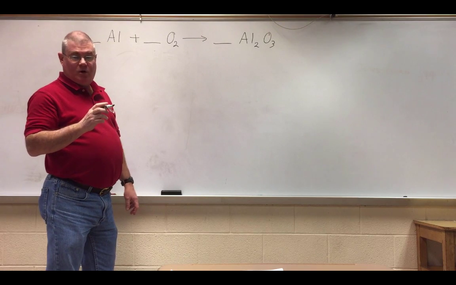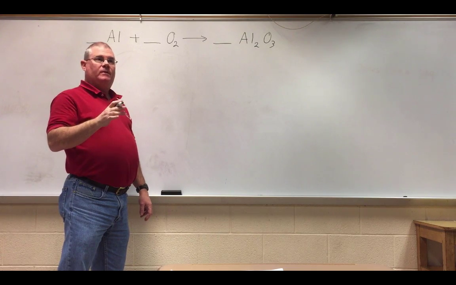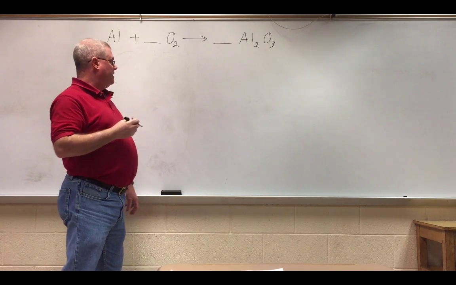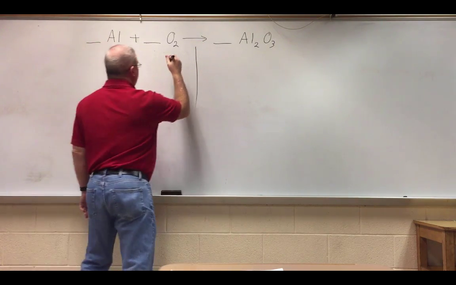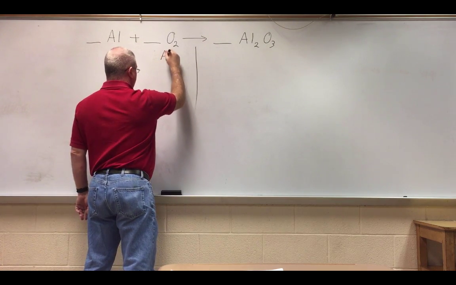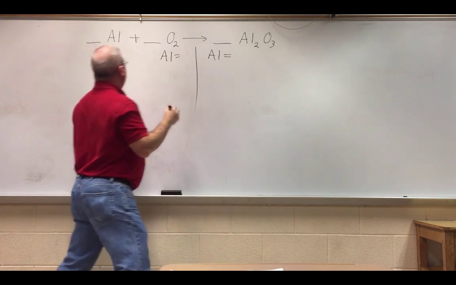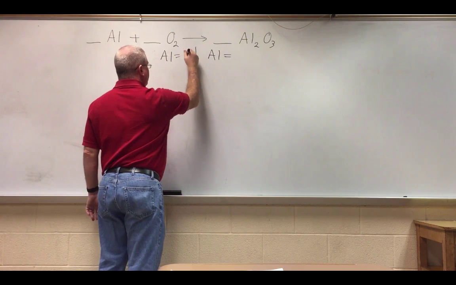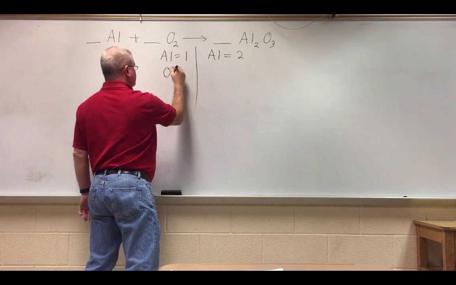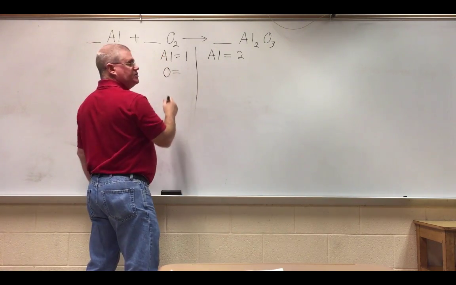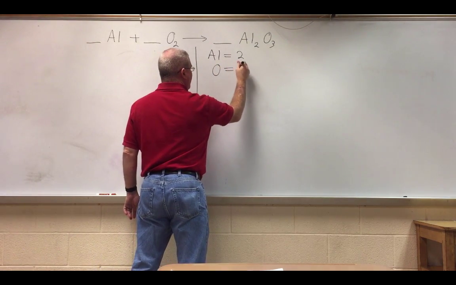Okay, let's work another problem together. We will do the same steps we did earlier. We will identify each element and the number of each element as well, how many we have of each one. Drawing the line again, we will separate reactants and products. We have aluminum on both sides, which is your Al. We have 1 aluminum right here. We have 2 aluminums on the product side. Oxygens, we have 2 oxygens on the reactant side. On the product side, we have 3.